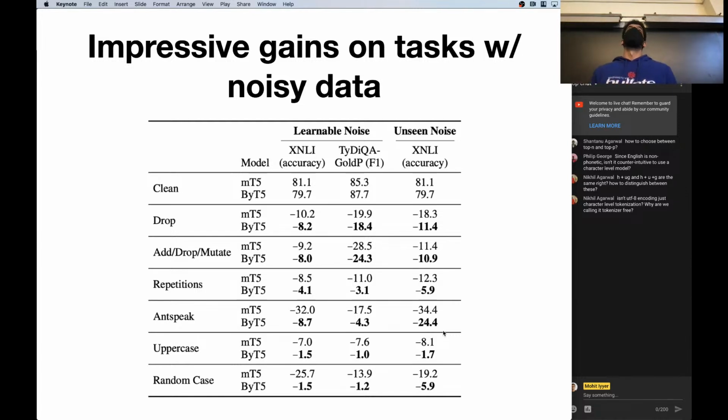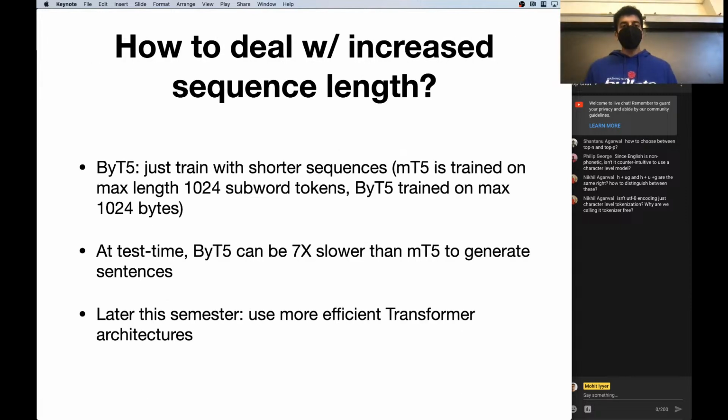So you can see that in general, across all of these different noise functions, byte level encoding is more robust to noise. This is good, for example, if you want to apply your model to tweets or something like that, right? You probably will benefit from using this over a subword model. So going back to your question, how do we deal with this increased sequence length?